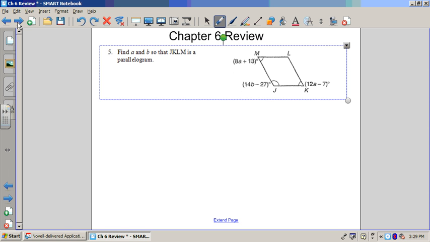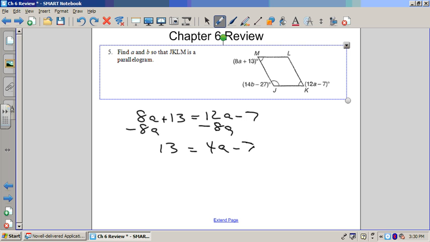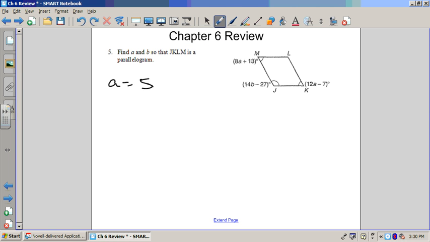Number 5, A and B is what we need so that we have a parallelogram. Well, I know opposite angles of a parallelogram are congruent. So 8a plus 13 equals 12a minus 7. I'm going to subtract 8a from both sides, and I get 13 is equal to 4a minus 7. 20 equals 4a. A equals 5. Oops, that wasn't very bright, was it? A equals 5. And let's see if we can figure out what B is.